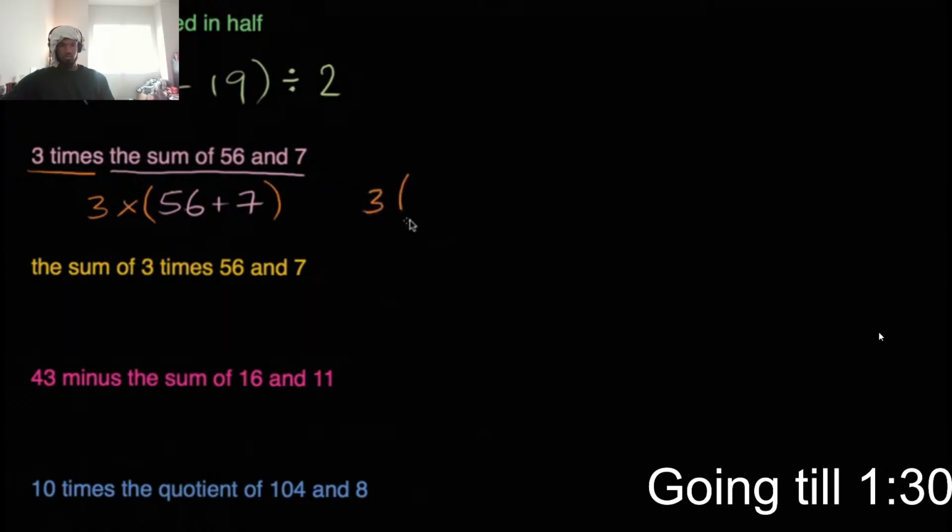You could just write 3 and then open parentheses, 56 plus 7, and this too is 3 times the sum of 56 and 7. You want to be very careful, because you might be tempted to do it without the parentheses, something like 3 times 56 plus 7. But this one isn't obviously 3 times the sum of 56 and 7.